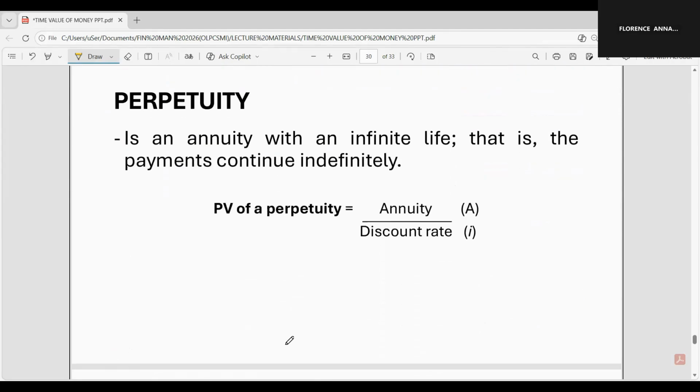Now, we move to perpetuity. Ano ba ang perpetuity? It is an annuity with an infinite life. That is, payments continue indefinitely.